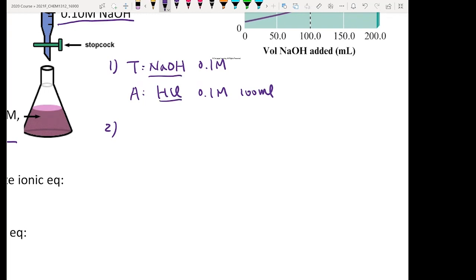When you have a solution that contains sodium hydroxide, it's a strong base, so it dissociates 100%. Therefore, inside your solution, for your titrant, you're going to have sodium plus and OH minus. Then for your analyte, you have HCl, right? HCl is a strong acid.